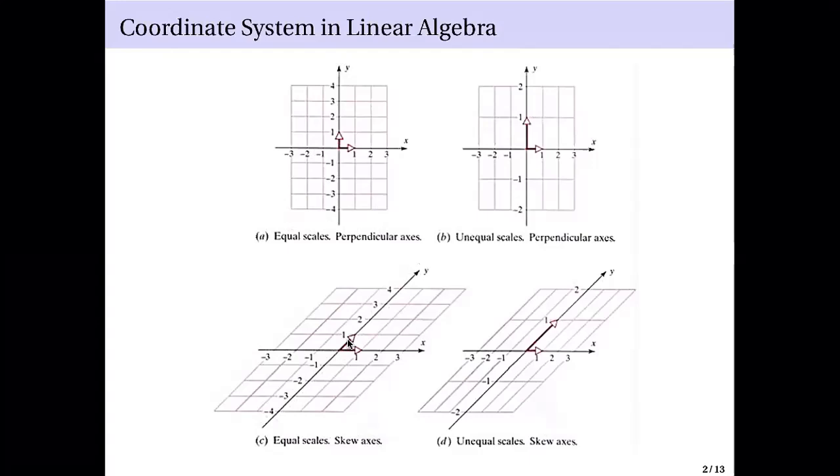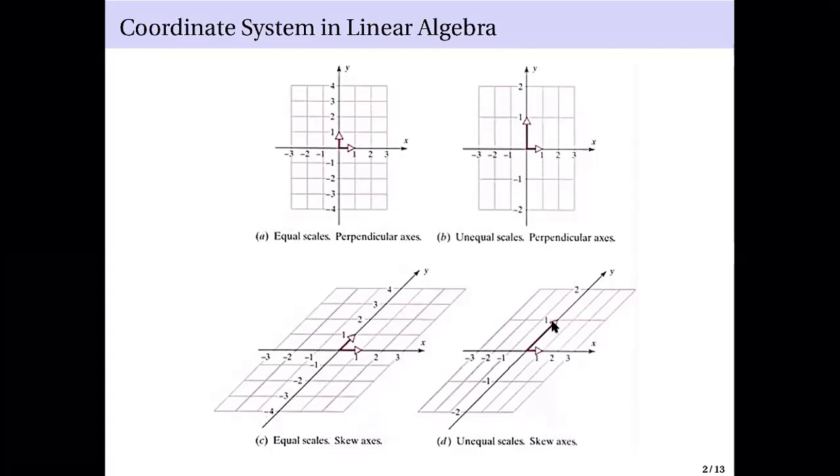Okay? But in the fourth figure here, we can combine the configurations in B and C, meaning the axes are not perpendicular and also the scaling is not 1 to 1, meaning 1 unit on the x-axis is not the same as 1 unit on the y-axis. Okay? So why do we introduce this kind of configurations for the coordinate system?